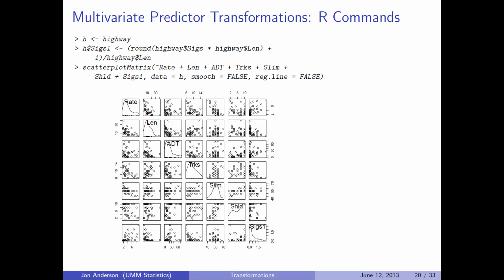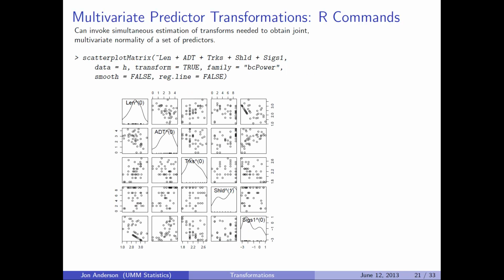What could we do to produce a more jointly normal set of predictors? Well, on overhead 21, we show the same basic scatterplot matrix command, except we give it the option of transform equals true, and we tell it to do the Box-Cox power family, and it goes through and estimates the best it can what parameters lambda should be used for these things. And you'll notice length, the best transform is to do a transform of 0 or logs.